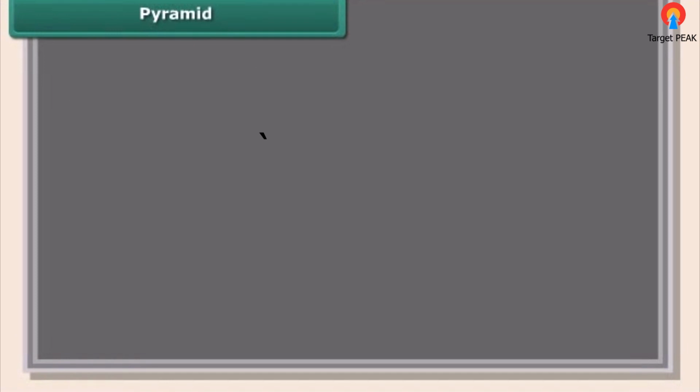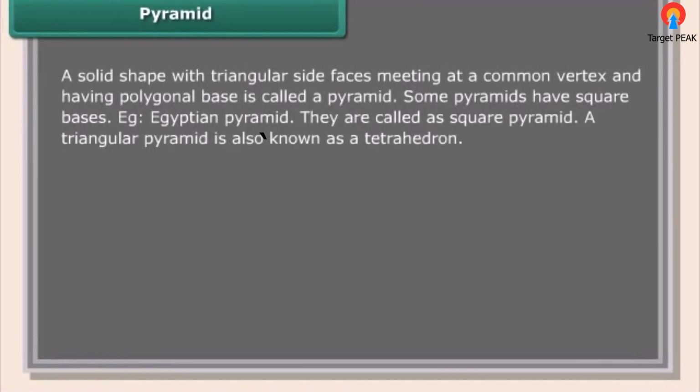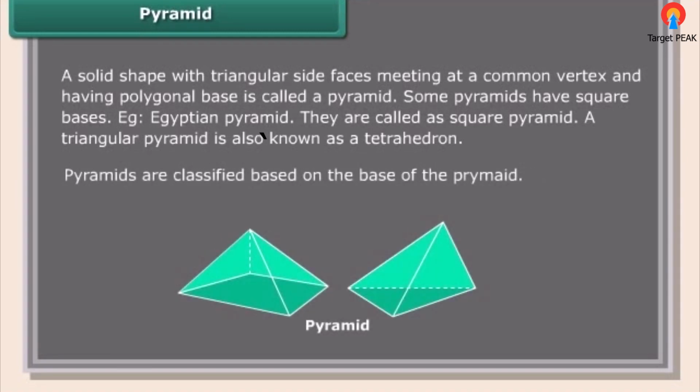Pyramid: a solid shape with triangular side faces meeting at a common vertex and having a polygonal base is called a pyramid. Some pyramids have square bases. Example: Egyptian pyramid. They are called square pyramids. A triangular pyramid is also known as a tetrahedron. Pyramids are classified based on the base of the pyramid.